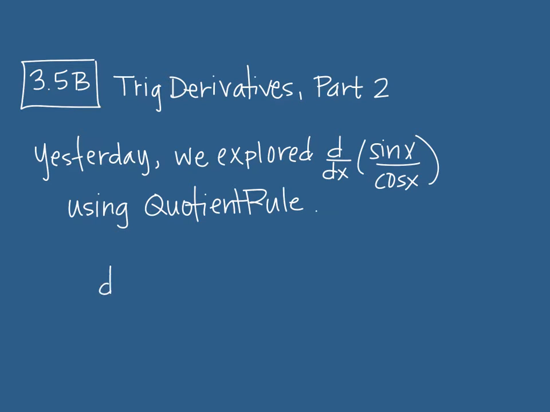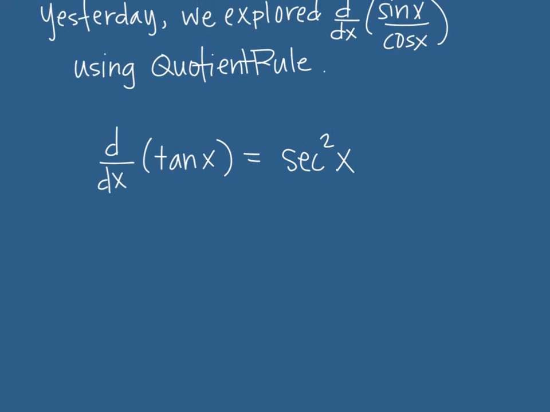So we can summarize that. We can say, well, then the derivative of tangent, based on the proof of the quotient rule from sine and cosine, worked out to be secant squared of x. That is the derivative of tangent. And we did that with an exploration.